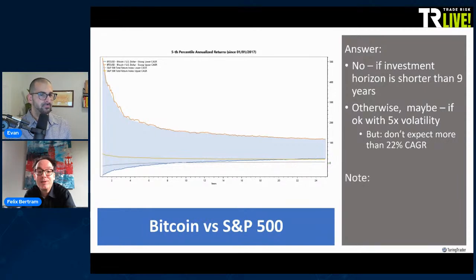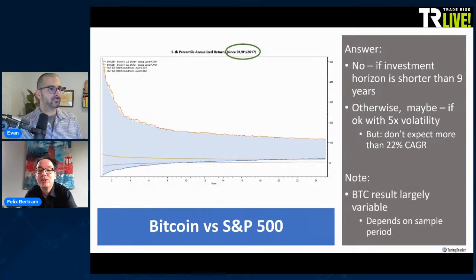And one of the things that I have to note here, these results are largely dependent on which sample period you use for the average and the standard deviation. And for this chart, I used the prices since January 2017. So they look a little better when you go further back in time, and they look much worse when you choose just the last 3 years or so. And we're going to circle back to that later.